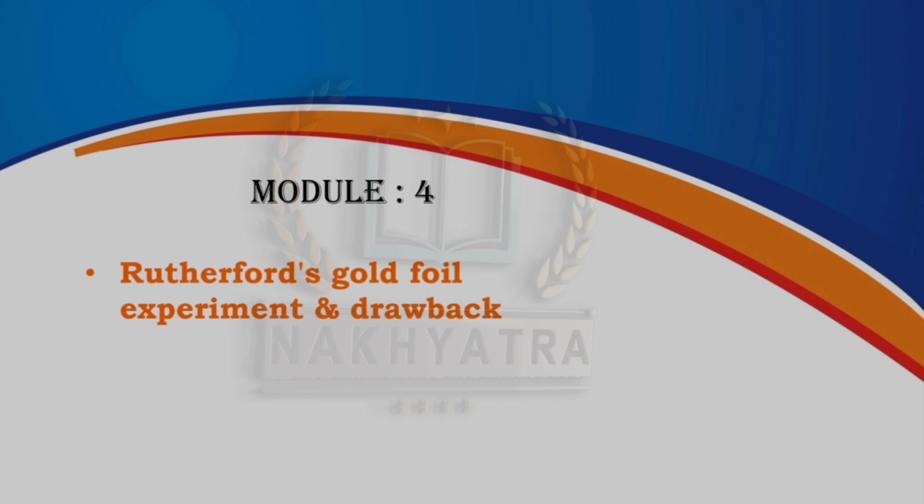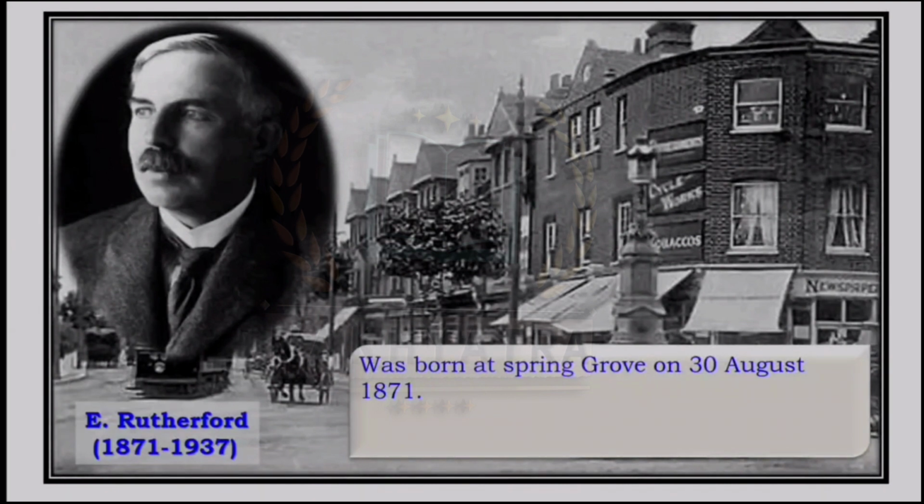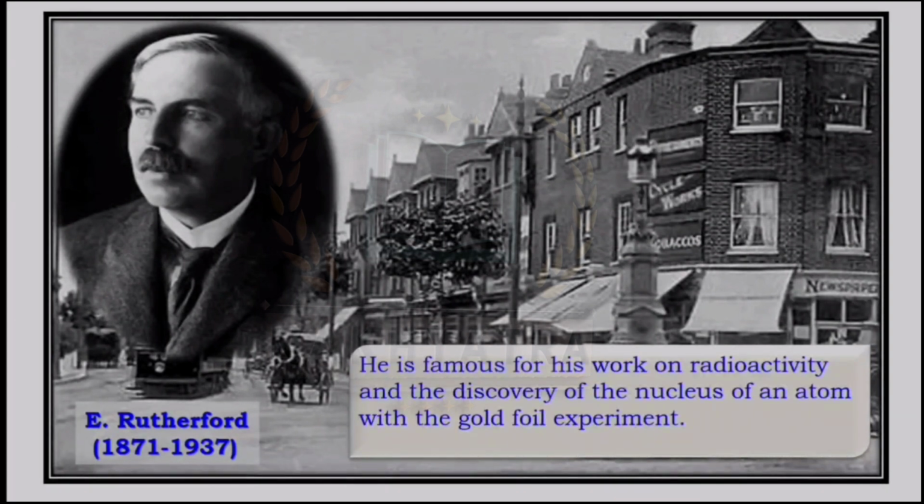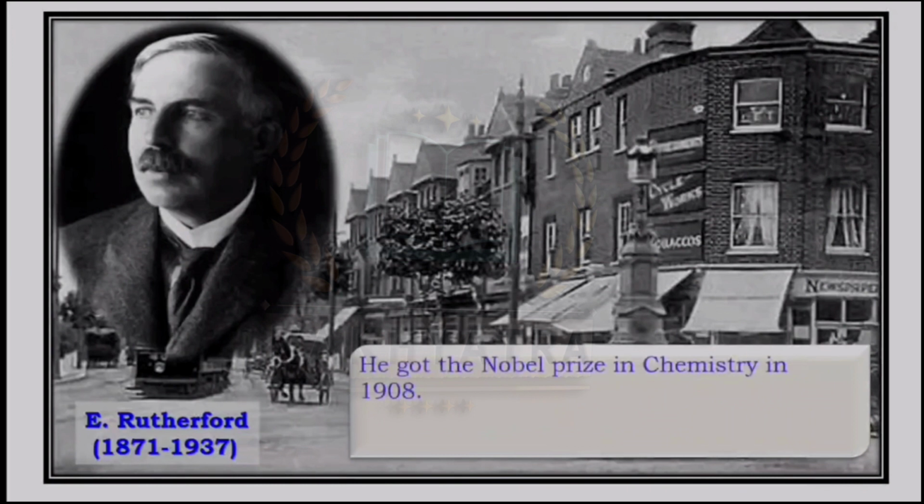Now let us see Rutherford's gold foil experiment and its drawback. This is the scientist Ernest Rutherford. He was born at Spring Grove on 30th August 1871. He was known as the father of nuclear physics. He is famous for his work on radioactivity and the discovery of the nucleus of an atom with the gold foil experiment. He got a Nobel Prize in Chemistry in 1908.